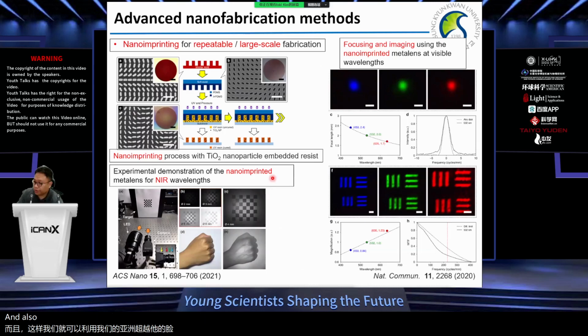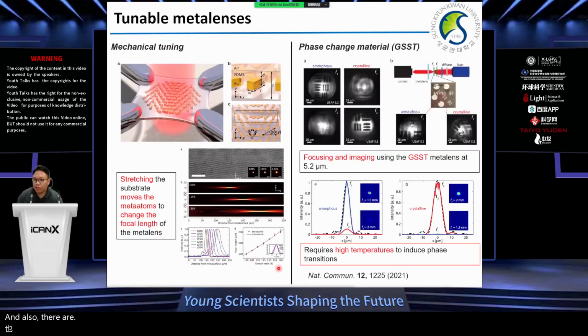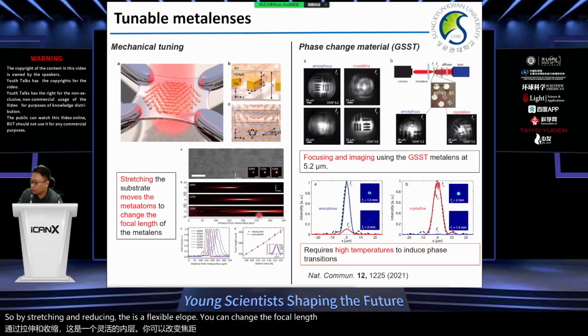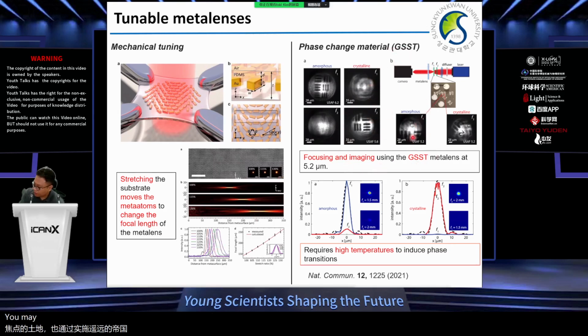And also there are advanced nanofabrication methods to make these metal lenses in large area in a cost-effective manner. Nanoimprinting based methods these days, like deep UV lithography, have been used to fabricate large area metal lens. And also there are many interesting works in the tunable metal lens area. For instance, here, mechanical tuning. By stretching and reducing this flexible film, you can change the focal lengths or focal points of the lens. And also by implementing phase change materials, you may change the focal points.